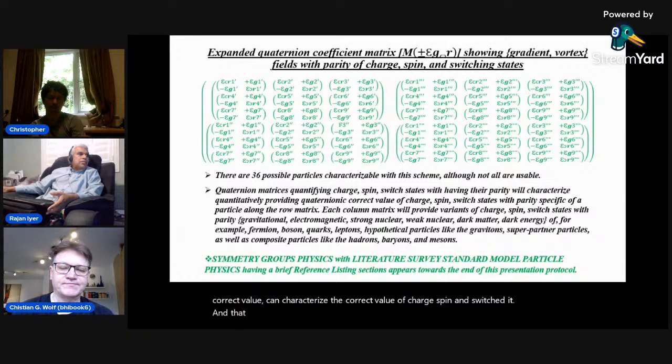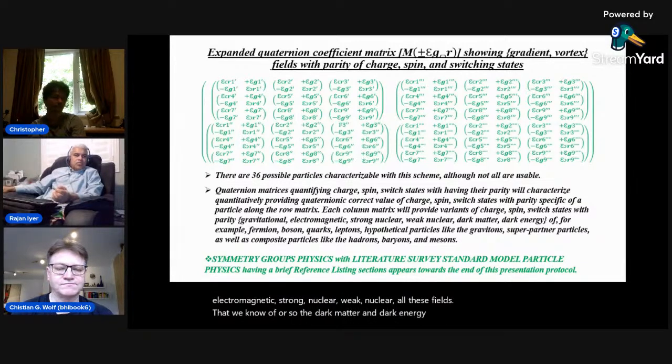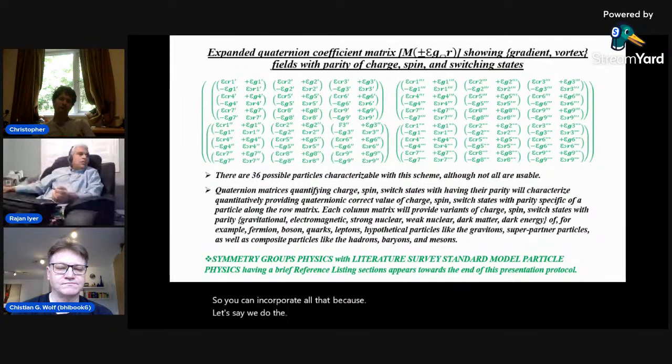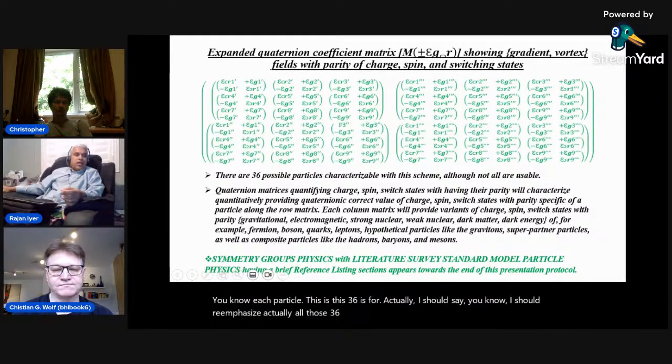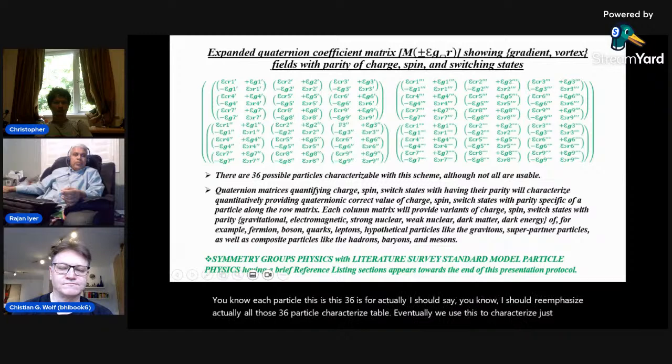And that provides understanding of all the four things, like the gravitational, electromagnetic, strong nuclear, weak nuclear, all these fields that we know of. Also the dark matter and dark energy. So you can incorporate all that, because let's say we do each particle. This 36, I re-emphasize, all those 36 particles are characterizable. Eventually we use this to characterize just one particle itself. We can do that. I think that maybe it's quite useful to do that.